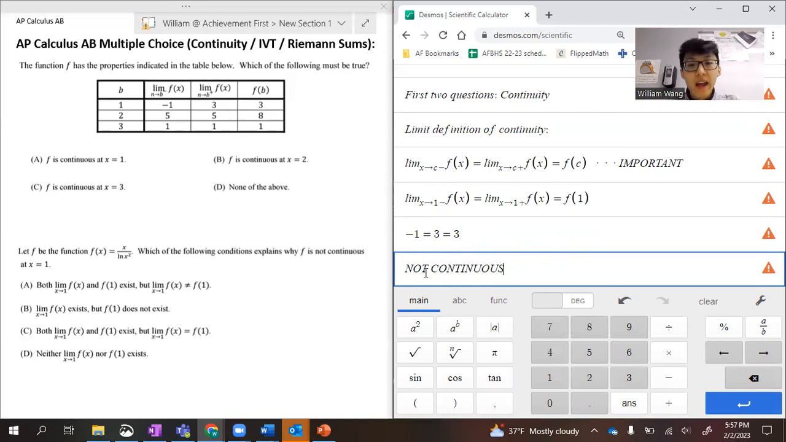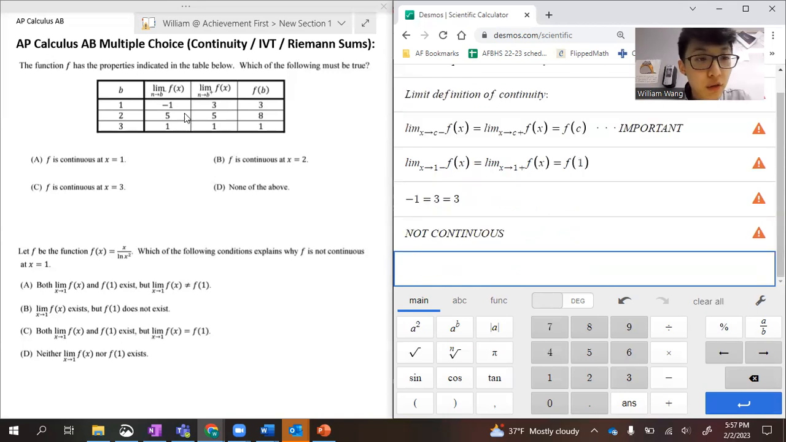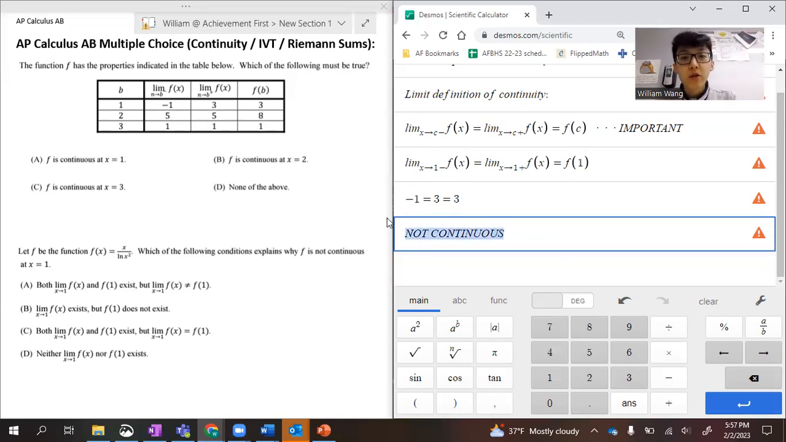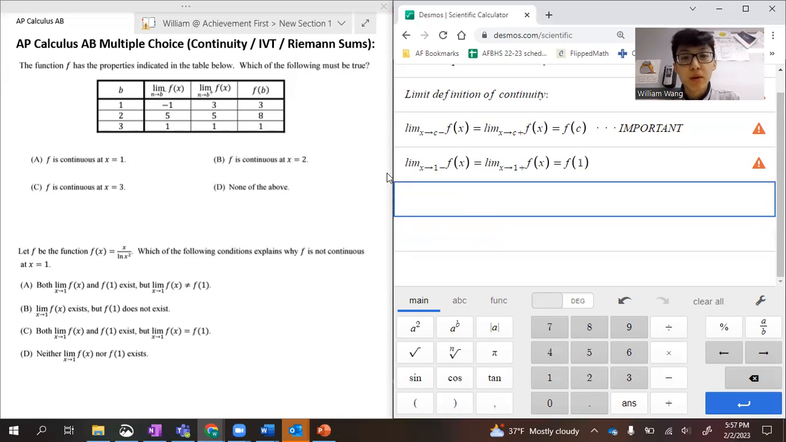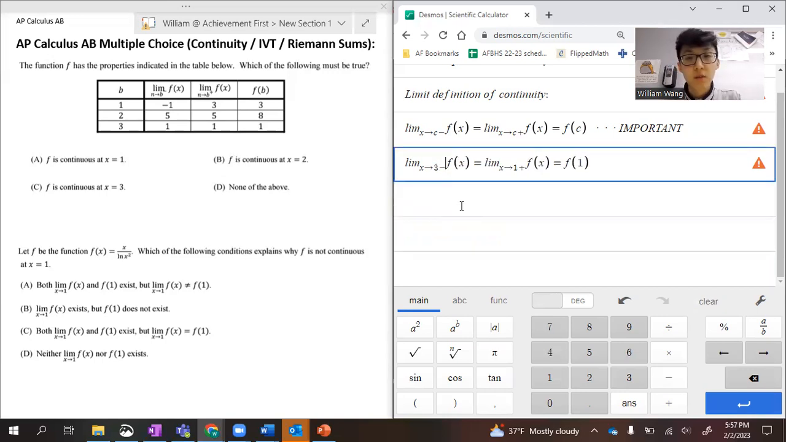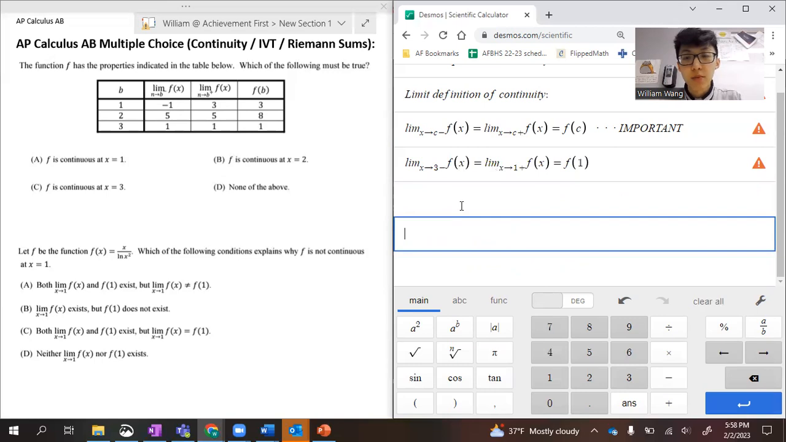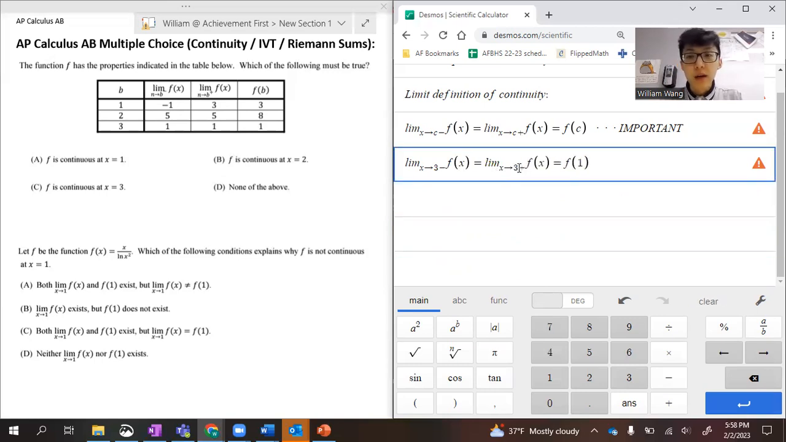All right, and my thought process would be this. As I go through this table, I see 1, 1, 1. That means all three are equal, right? Left, right, and the middle point are equal. So my eyes would jump to this. I know that my limit as I approach 3 from the left is equal to my limit as I approach 3 from the right, is equal to f of 3, right?